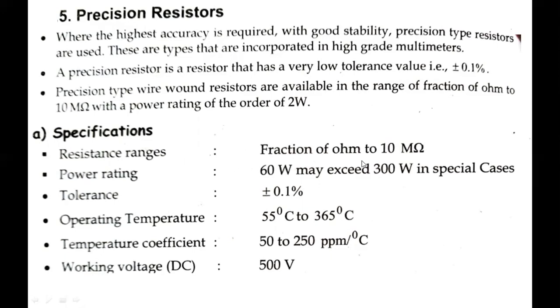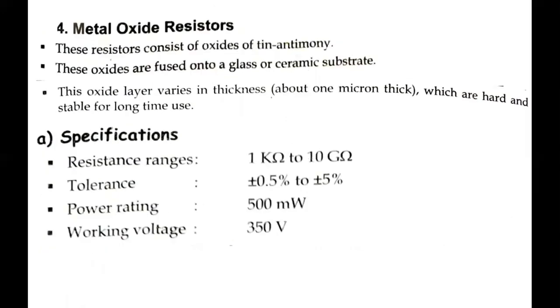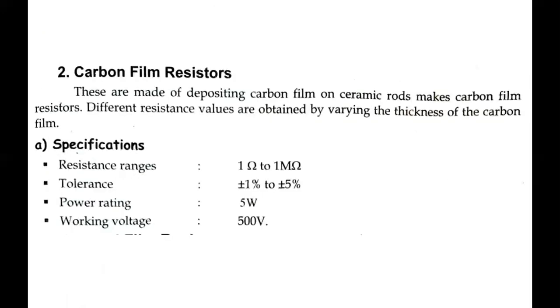Resistance range is fraction of ohm to 10 megaohm. Power rating is 60 watts, may exceed 300 watts in special cases. Tolerance plus or minus 0.1%. Operating temperature 55 degrees centigrade to 365 degrees. Temperature coefficient 50 to 250 ppm per degree centigrade. And working voltage is 500 volts. Now you can note down.